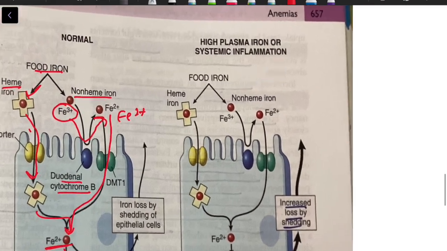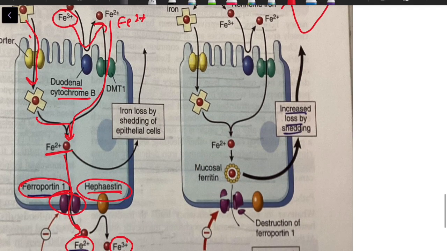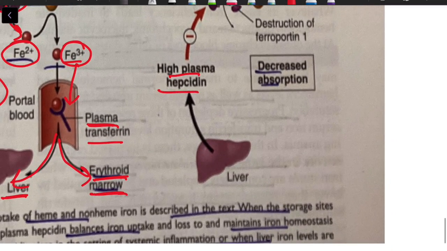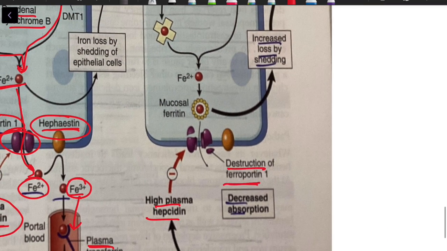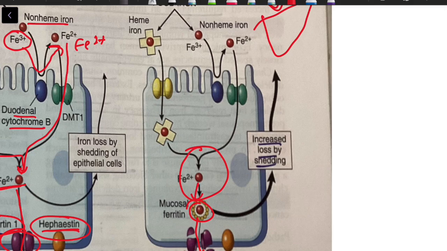And in cases where there is high plasma iron, or in cases of systemic inflammation, inflammation signals the liver to produce an increased amount of hepcidin. Basically it is a positive acute phase reactant, which is increased in cases of inflammation. So when there is high plasma hepcidin, then there is increased destruction of ferroportin, and due to the destruction of ferroportin, the Fe2+ which is present in the mucosal cells is only stored as ferritin and is not exported out.